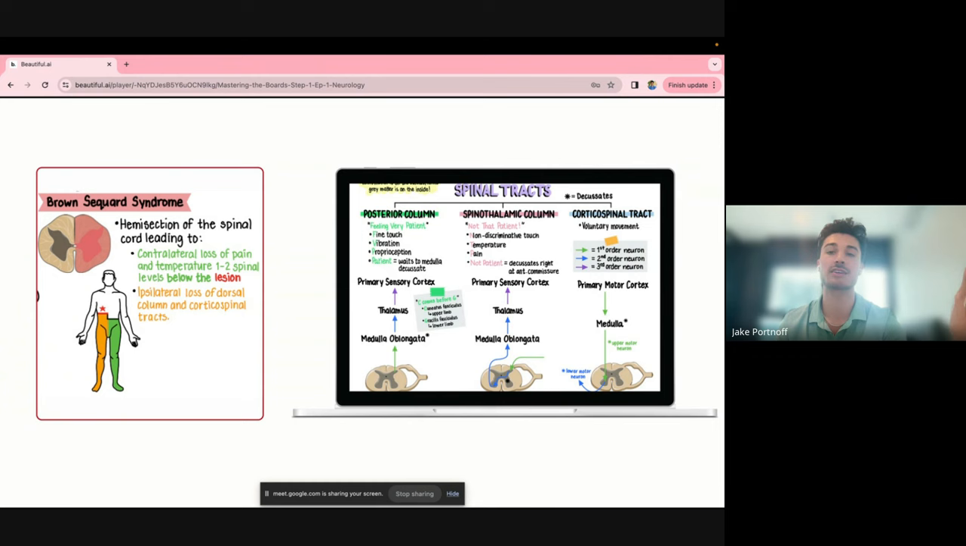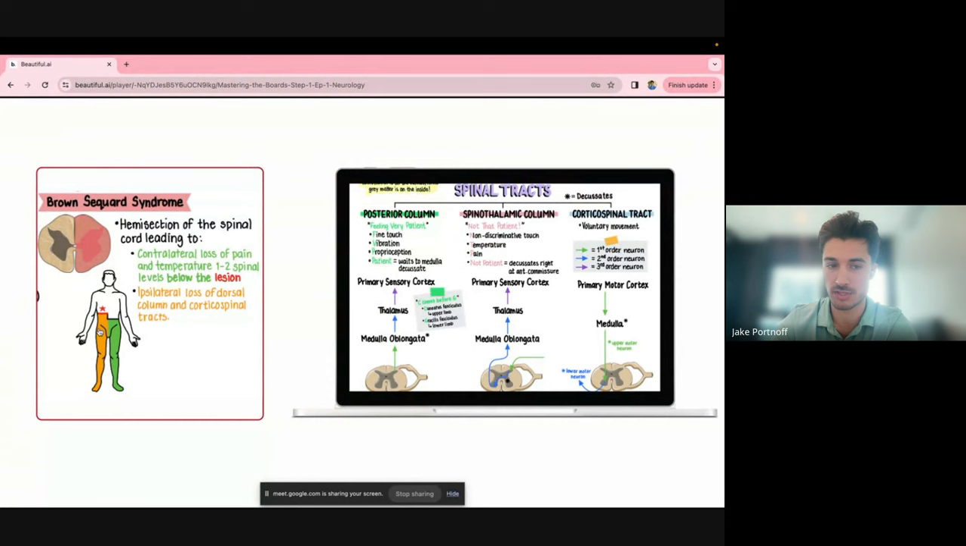Now, let's turn back our attention to this diagram here. And let's just say, for this purpose, that this is the left-sided lesion that was affected here. So he got stabbed right here at the T3 level of the left spinal cord, okay? And this is what we're seeing here. So the star represents where he was stabbed.